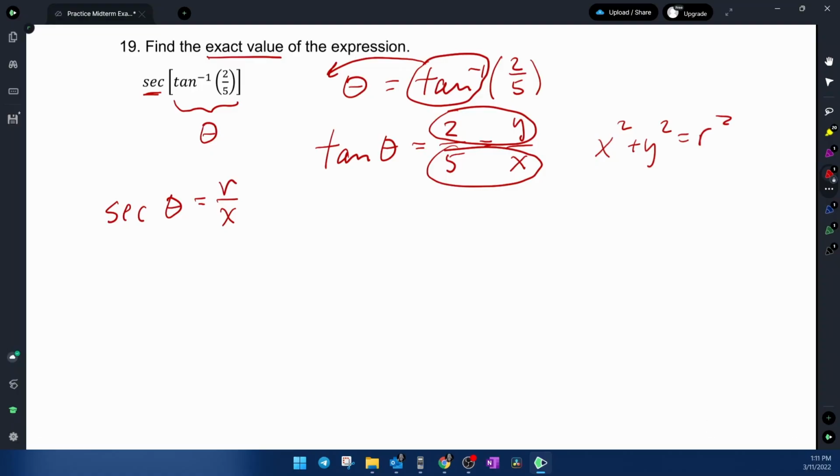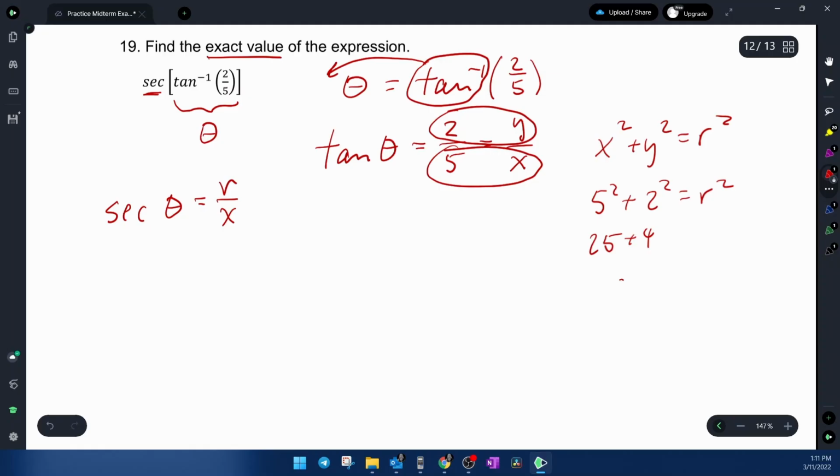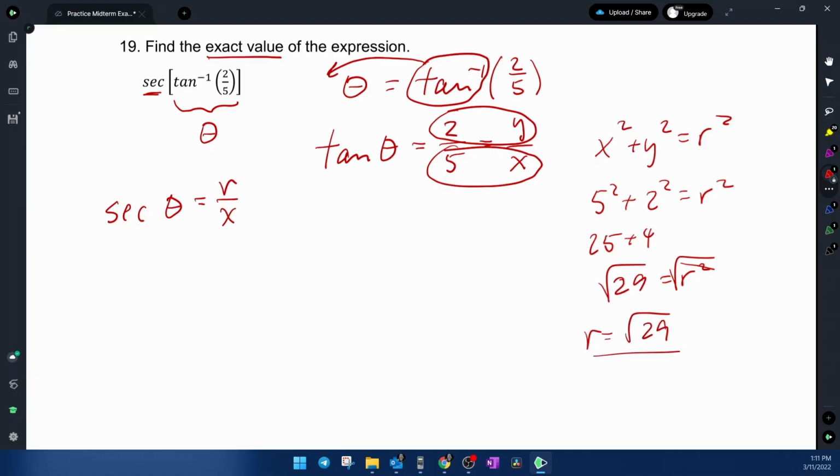Plugging in for x, that's going to give us 5 squared plus 2 squared equals r squared. 25 plus 4 is 29. And then if I take the square root of both sides, that tells me that r is the square root of 29, which is in simplest radical form. And I can finally answer the question they asked me. What is the secant of theta? It is square root of 29 over 5.